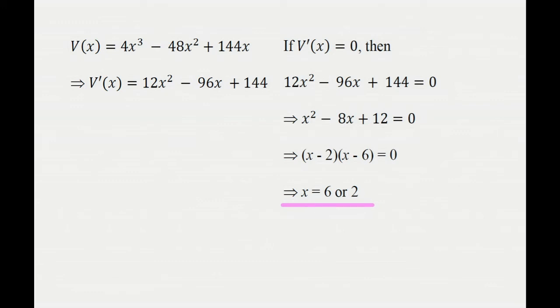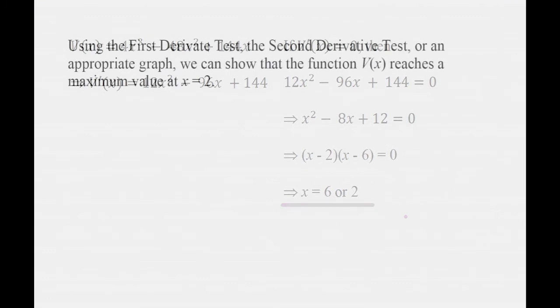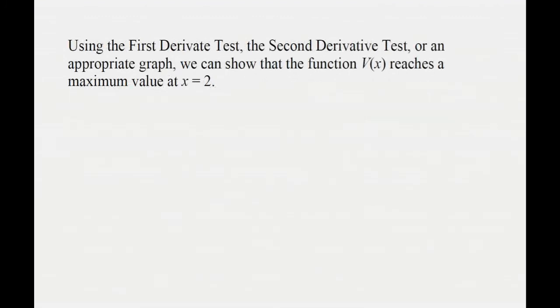Now, x is equal to 6 doesn't make a lot of sense, because if you subtract 2 times 6 from 12, you're going to get 0. So that's not a number we care about. So using the first derivative test, the second derivative test, or an appropriate graph, we can show that the function V of x reaches a maximum value at x is equal to 2.